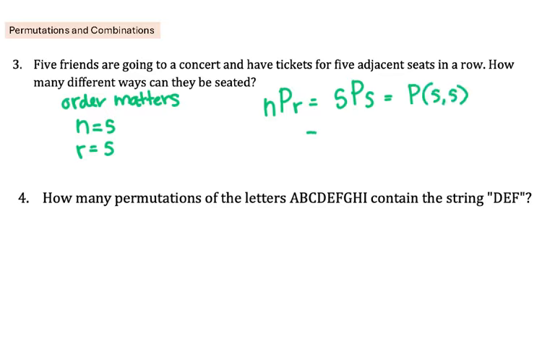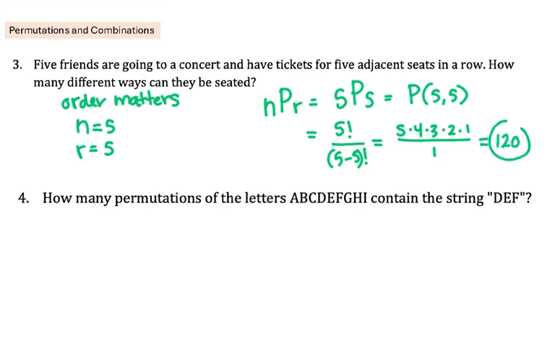But how do we simplify that? That's 5 factorial over 5 minus 5 factorial, which is 5 times 4 times 3 times 2 times 1, divided by 5 minus 5 is 0 factorial, which is always just 1. And when we do all those calculations, we get there's 120 different ways for those 5 friends to sit at the concert. Okay, this next one's a little bit more complicated.